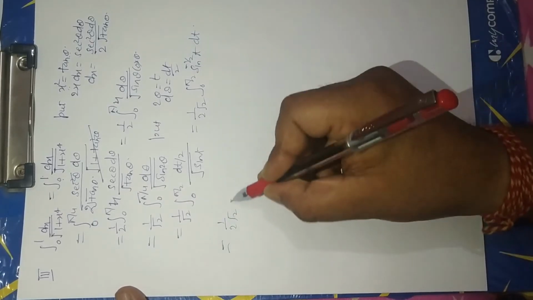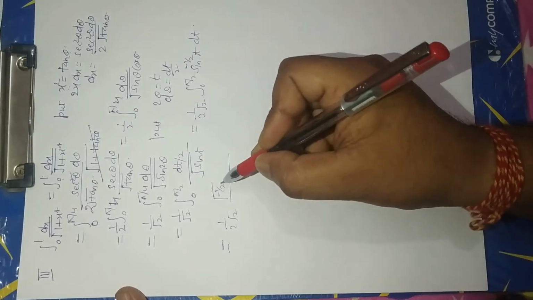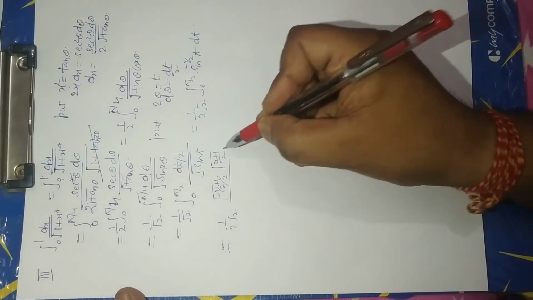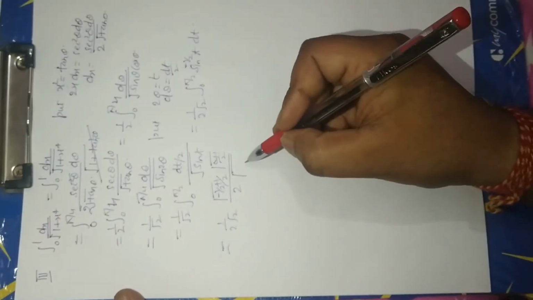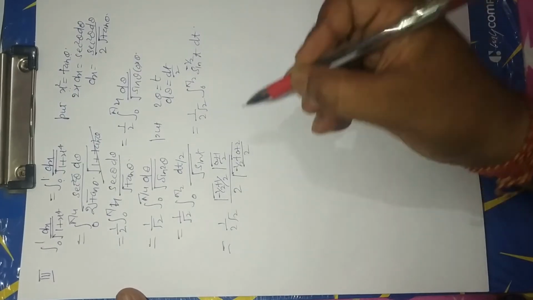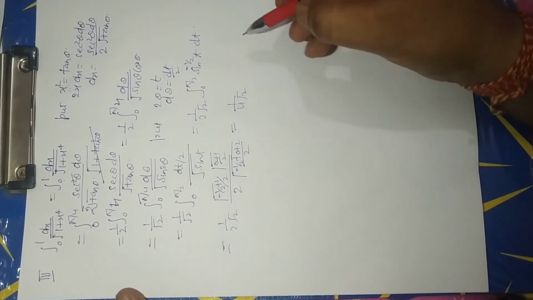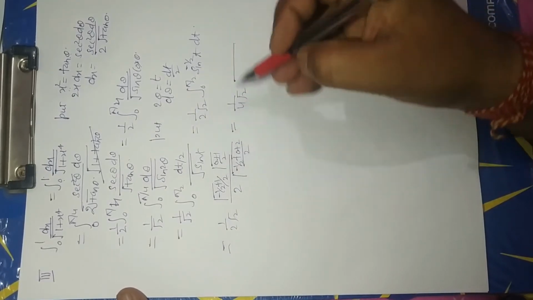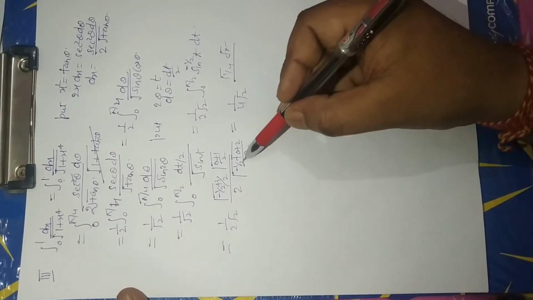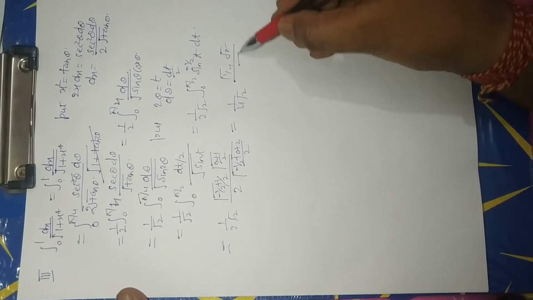1 upon 2 under root 2. Now using the gamma formula, gamma of (minus 1 upon 2 plus 1) upon 2, gamma of (0 plus 1) by 2, upon 2 gamma of (minus 1 by 2 plus 0 plus 2) upon 2. This is equal to 1 upon 4 under root 2, gamma 1 by 4, gamma 1 by 2 which is equal to under root pi, upon gamma 3 by 4.